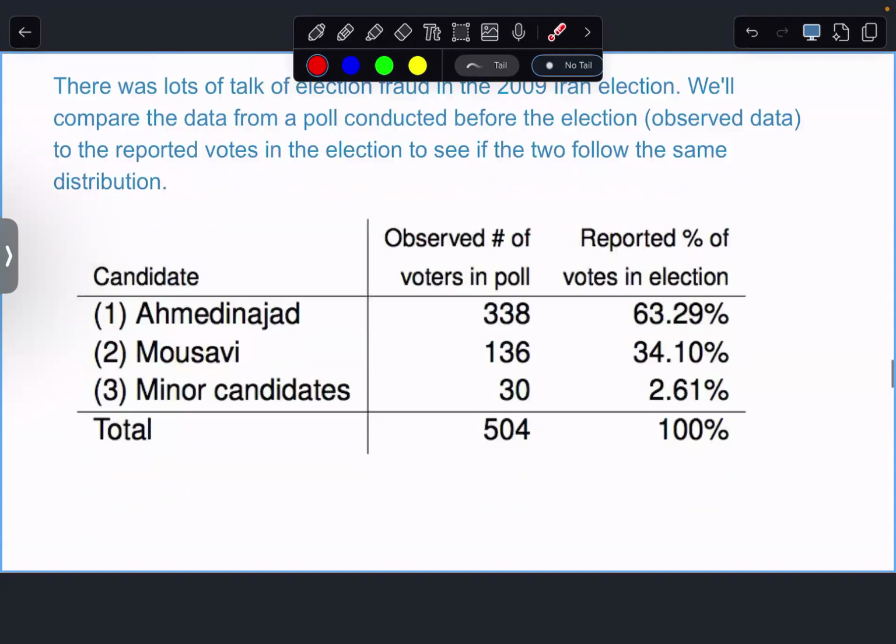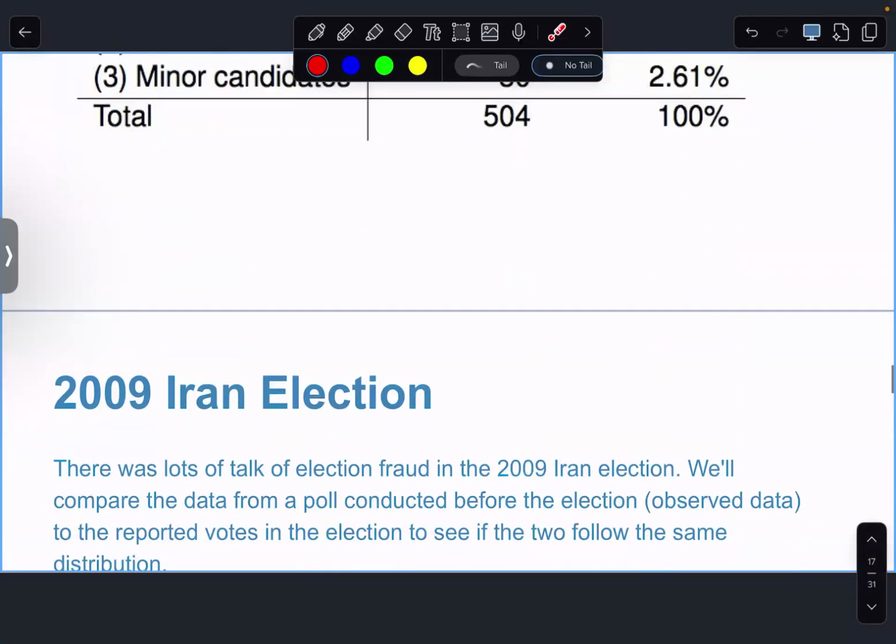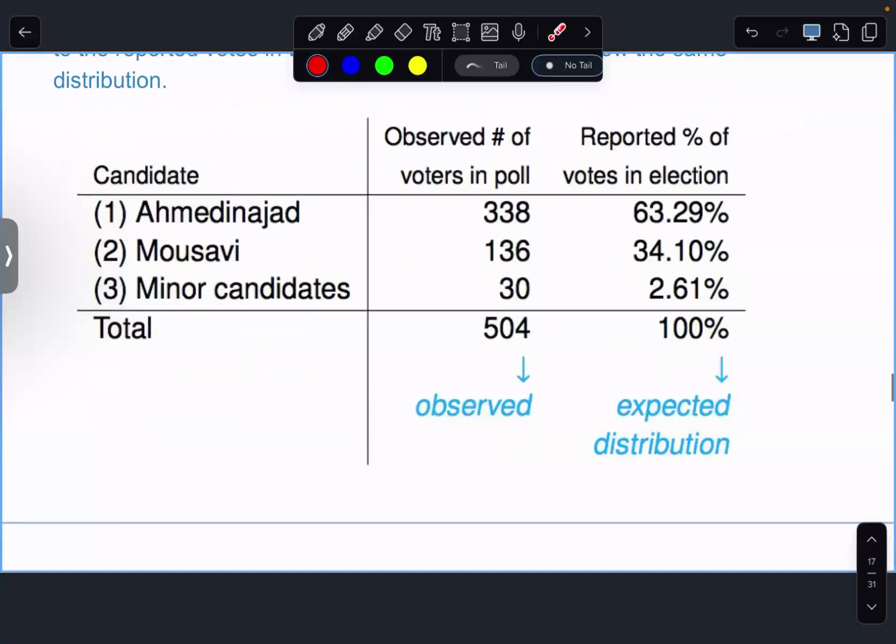Okay, so we've got 3 candidates, or I guess 2 main ones, and then a lump of minor candidates. The observed number of voters in the poll was 338, 136, and 30 for a total of 504. And then we've got the reported number of votes in the election as a percentage, which should add to 100 as well. So we're going to treat the poll as the observed and the reported percentage of voters in the election as the expected distribution. And what we want to see is, do these values follow this distribution?